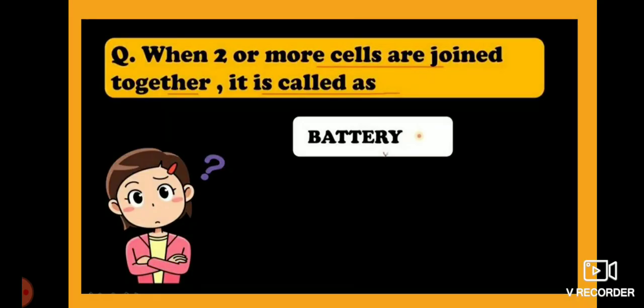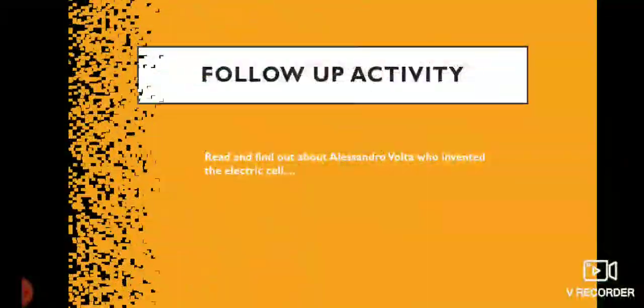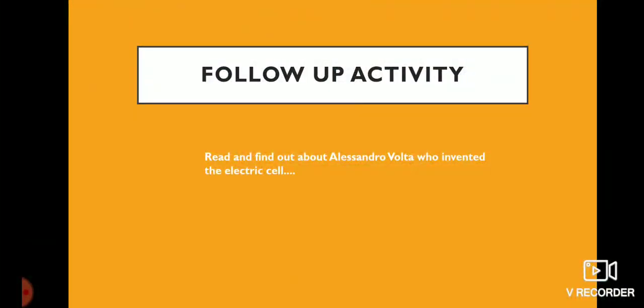Okay, so that's all. Let us wind up. Before winding up, we can have the follow-up activity for today. Read and find out about Alessandro Volta, who invented the electric cell. So it was the scientist Alessandro Volta who invented the electric cell. It was a great invention, and please read about his history through Googling.